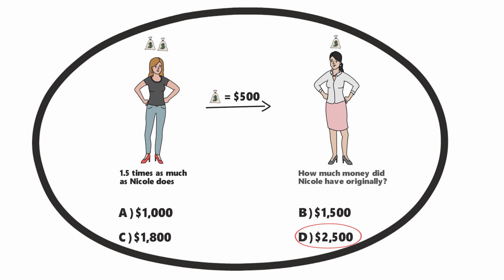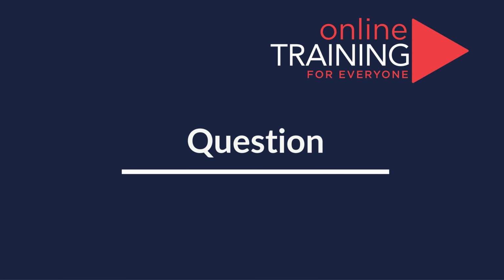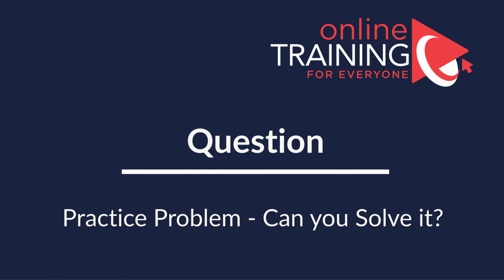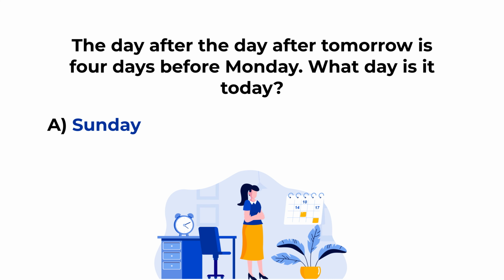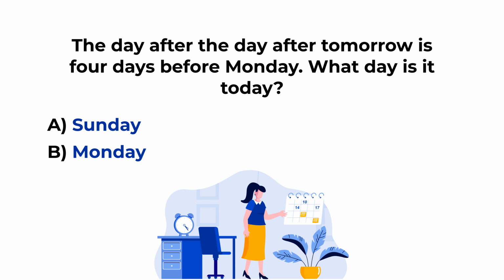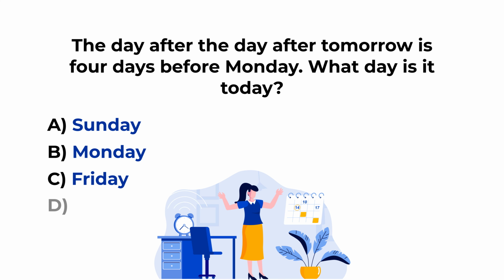Hopefully you've nailed this question and now know how to answer similar problems on the test. Here's the practice problem for you. The day after tomorrow is 4 days before Monday. What day is it today? You have 4 different choices. Choice A, Sunday. Choice B, Monday. Choice C, Friday. Choice D, Saturday.